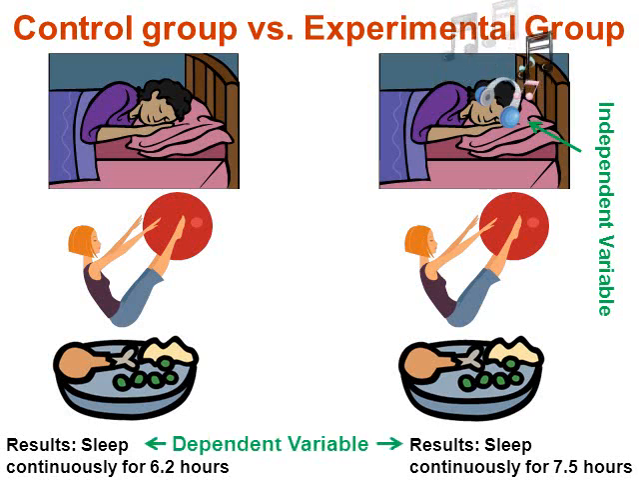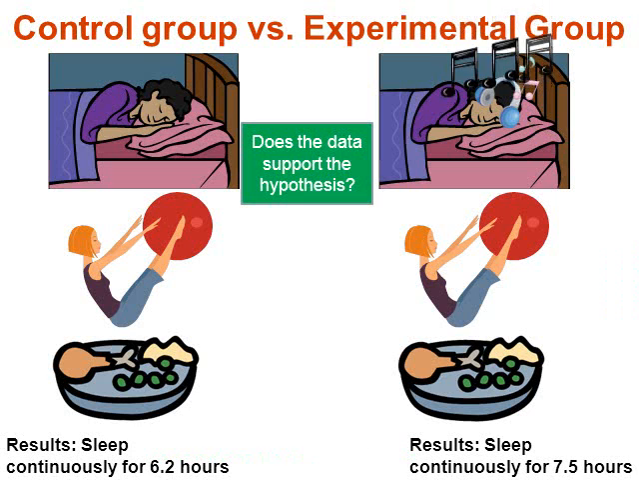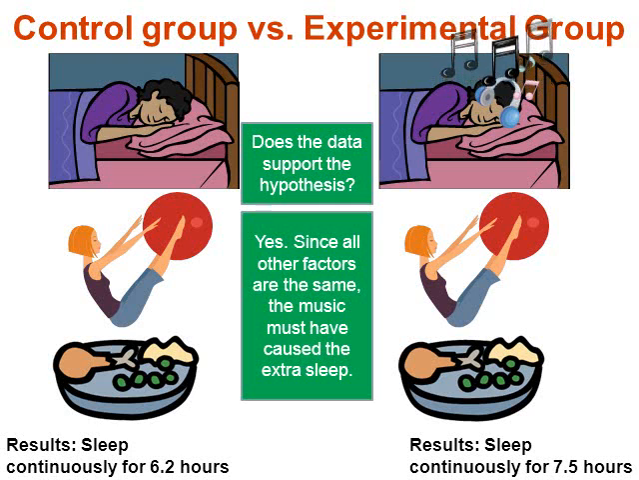And so, by the way, the data that we just collected is what we call the dependent variable. And I hope you see why it's called the dependent variable. The sleep depends on, and that's why it's called the dependent variable. The amount of sleep depended on whether or not she listened to music. And so if I were to ask you, okay, examine the data. Does the data support the original hypothesis that this woman had? I hope you would say yes. Since all other factors are the same, the music must have caused the extra sleep.